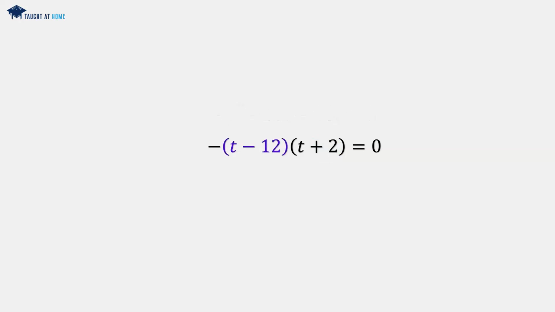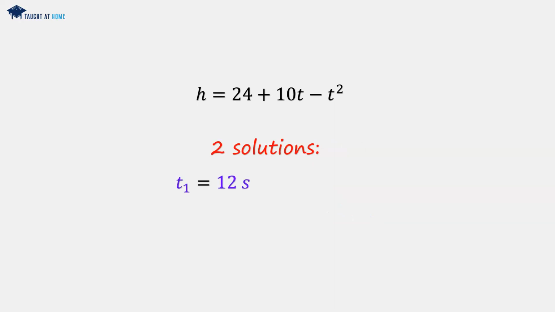So therefore in the first bracket, for this to equal 0, t must equal 12. In the second bracket, for this to equal 0, t must equal minus 2. So we've got two solutions. We have t1 at 12 seconds, t2 at minus 2 seconds.